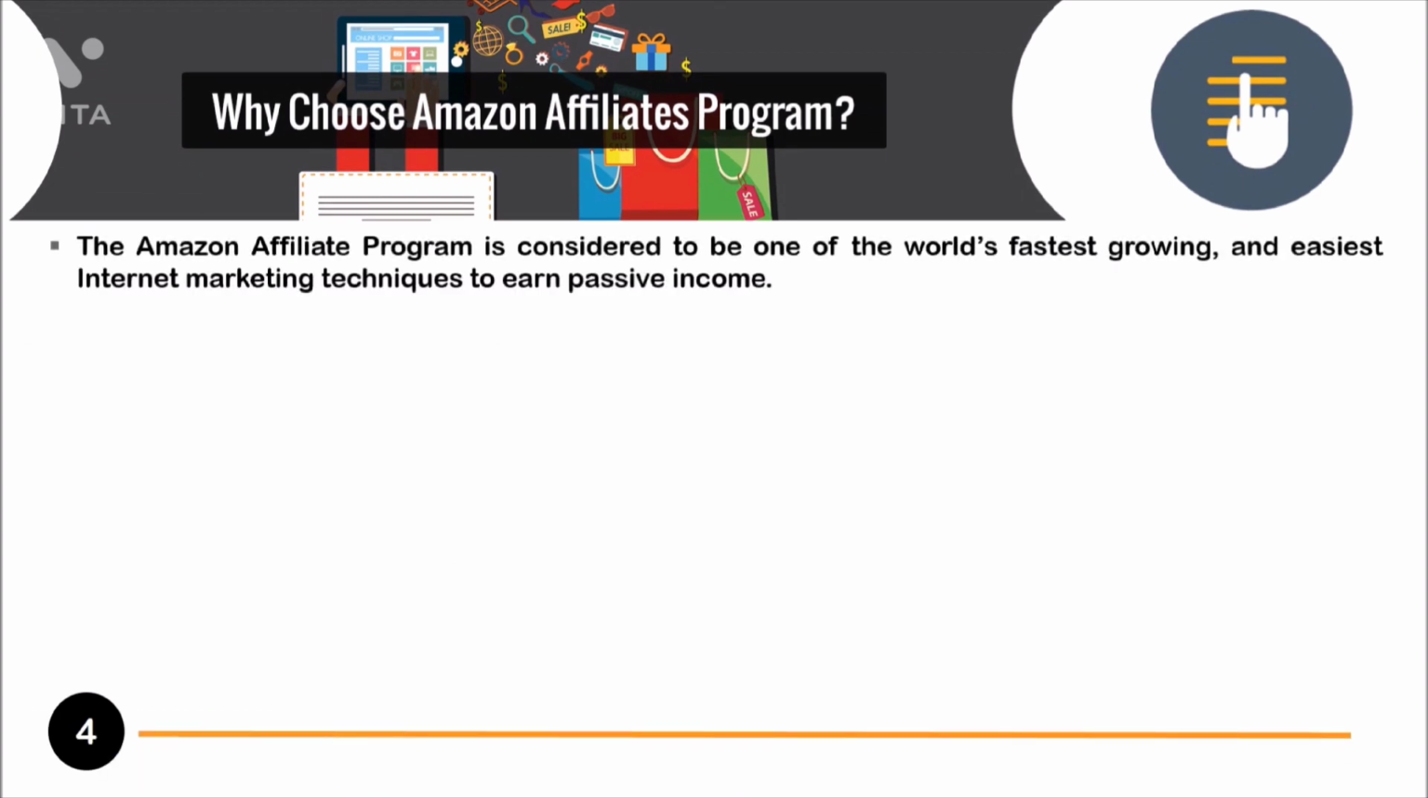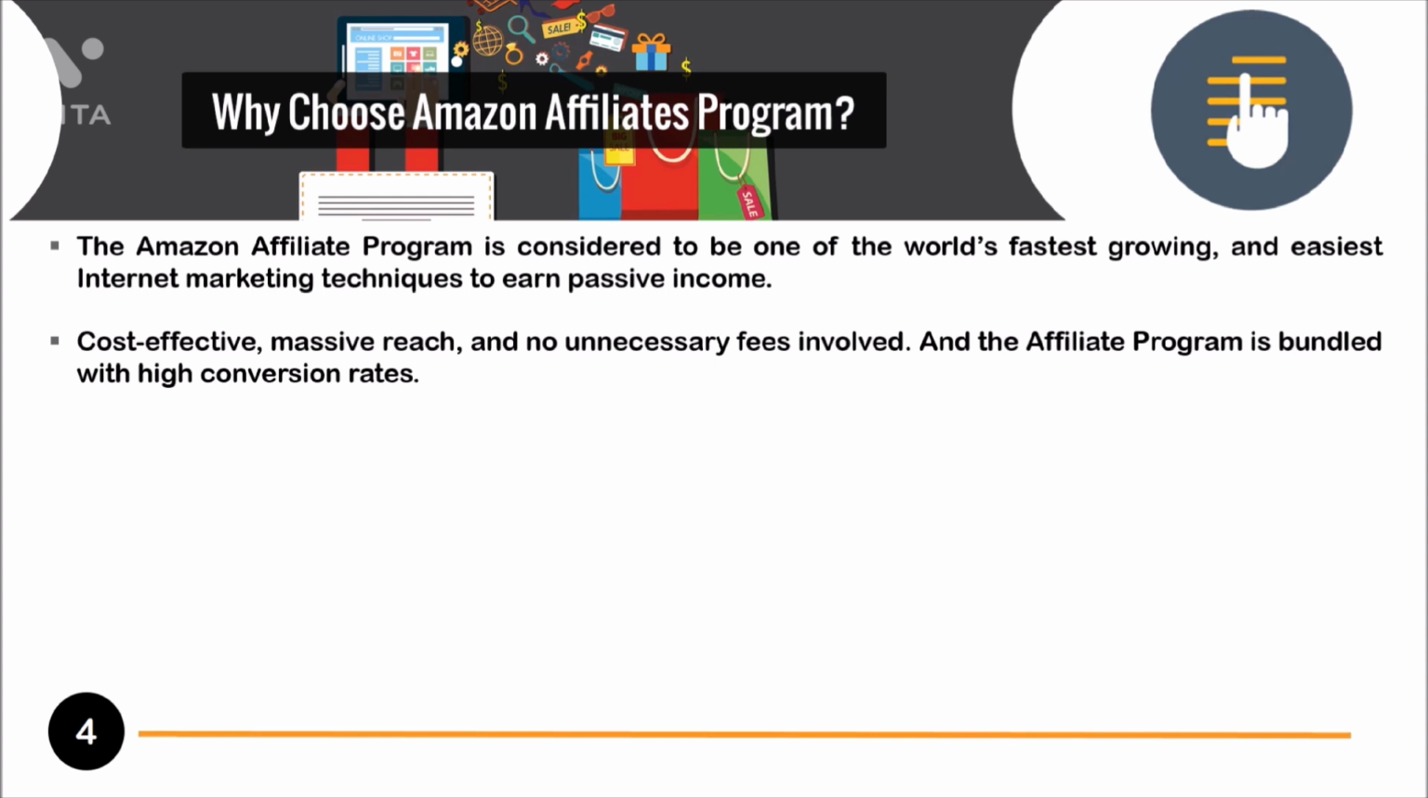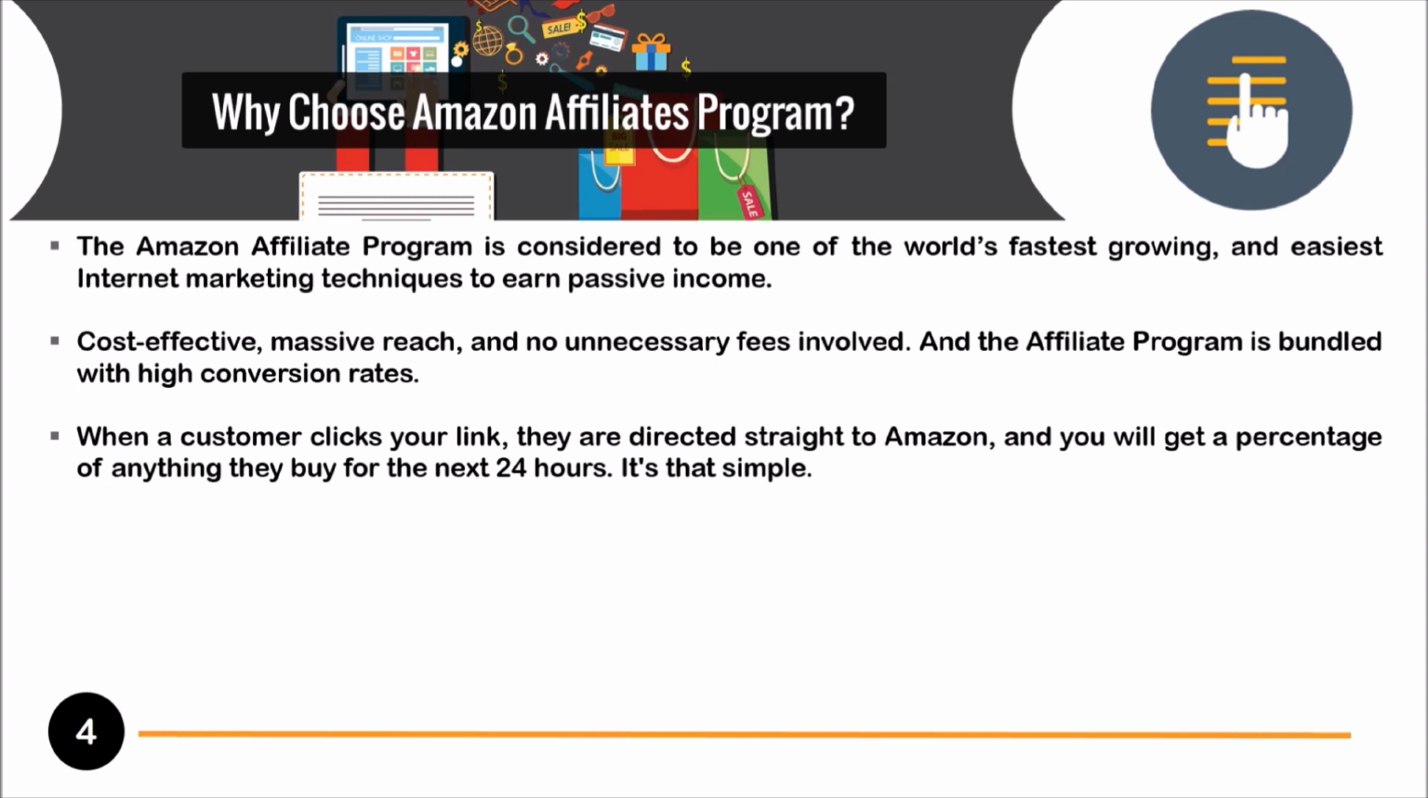Why choose Amazon affiliates? The Amazon affiliate program is considered to be one of the world's fastest growing and easiest internet marketing techniques to earn passive income. Cost-effective, massive reach, and no unnecessary fees involved. And the affiliate program is bundled with high conversion rates. When a customer clicks your link, they are directed straight to Amazon, and you will get a percentage of anything they buy for the next 24 hours. It's that simple.